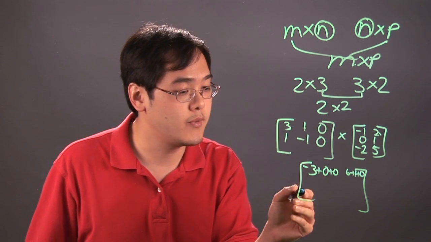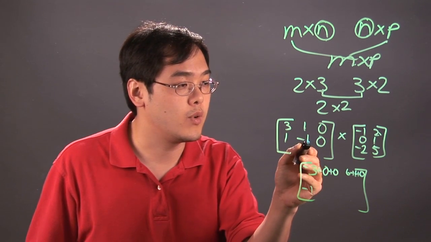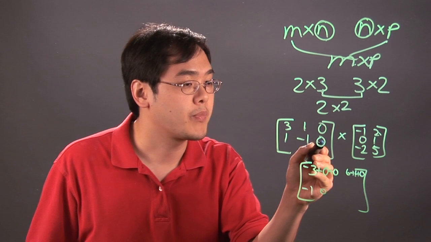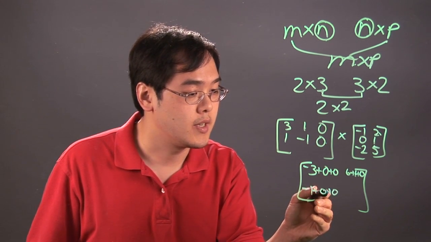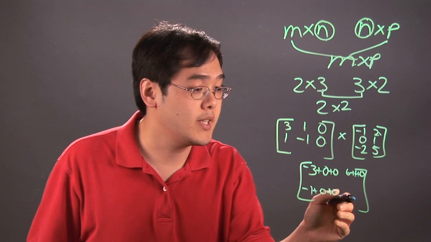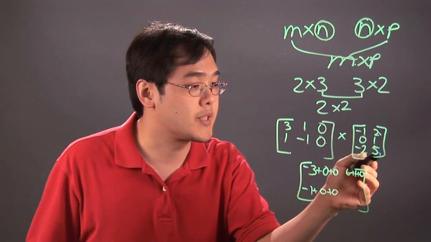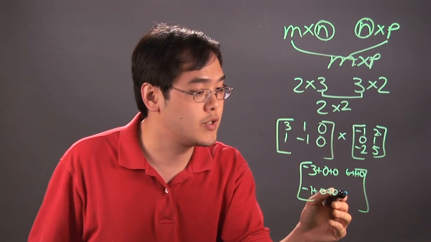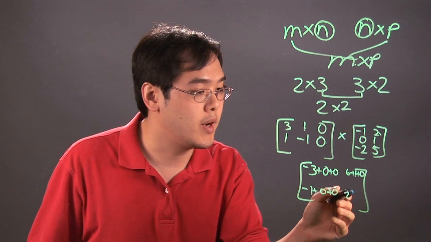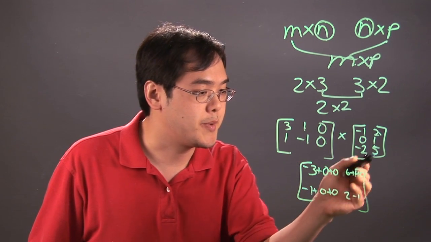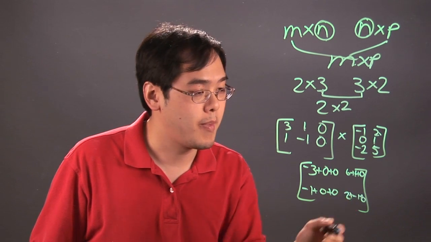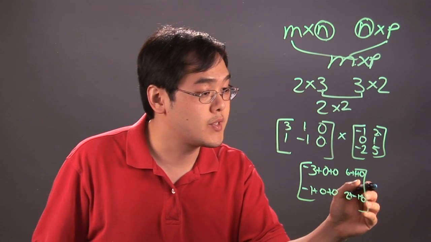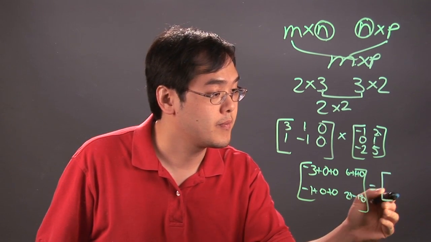Now, moving on, this is going to be the second row times this first column. So 1 times negative 1 is negative 1. Negative 1 times 0 is going to give you 0. 0 times negative 2 is also 0. And again, you're adding these together. And lastly, over here, this row times this column. 1 times 2 is 2. Negative 1 times 1 is negative 1. 0 times 5 is going to give you 0. You're adding these together.